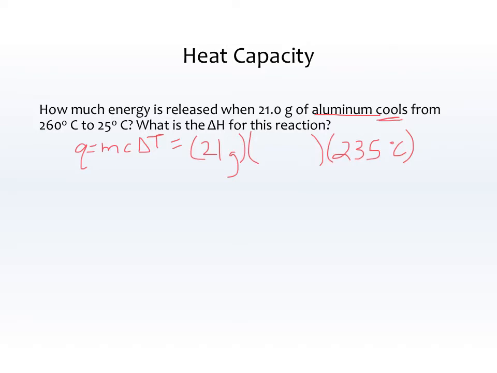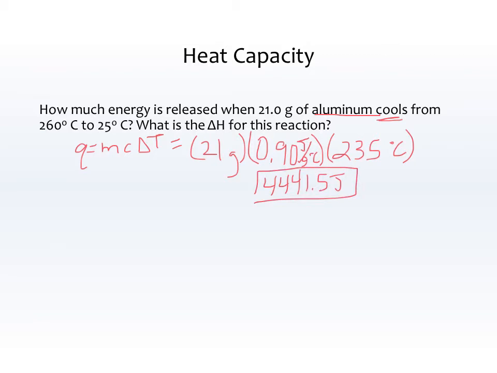Then follow aluminum over all the way over to the column marked specific heat, and that is 0.900. The decimal's kind of hard to see there. 0.900, and the unit is joules per gram degrees C. So then all we got to do is multiply. 21 times 0.9 times 235 is 4441.5 joules. And that's your first blank, and we're good.